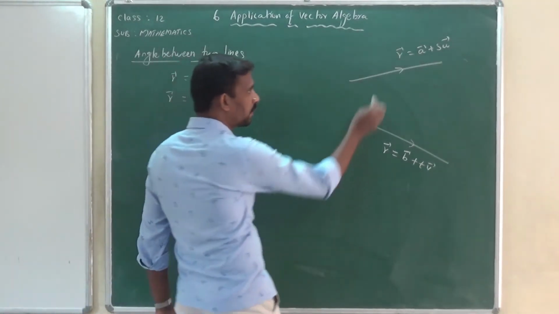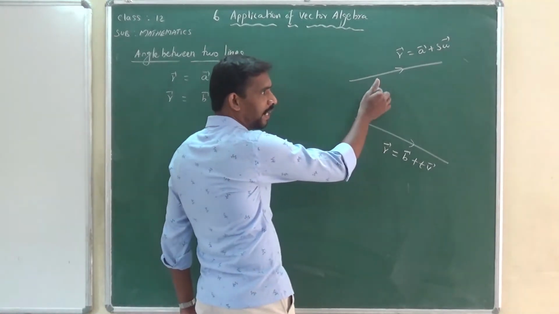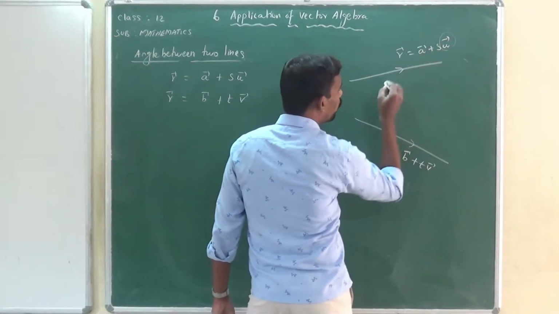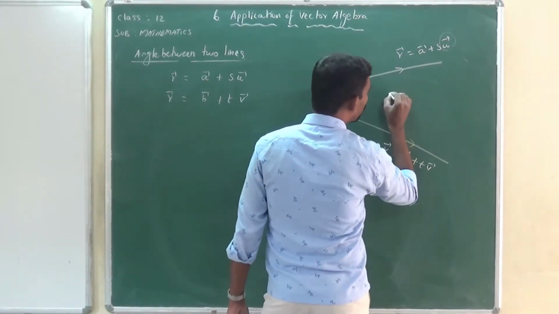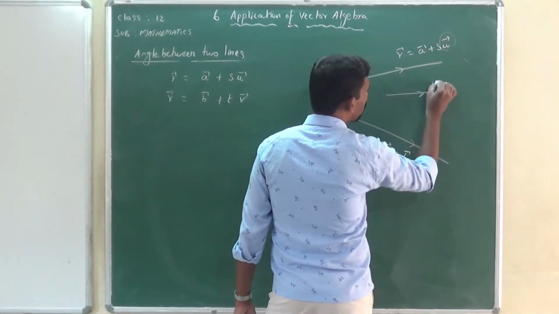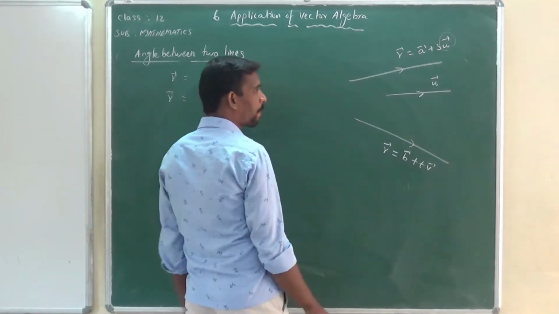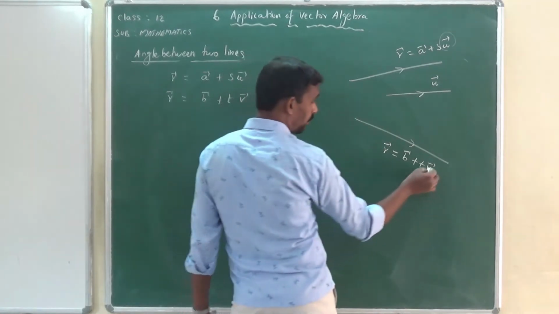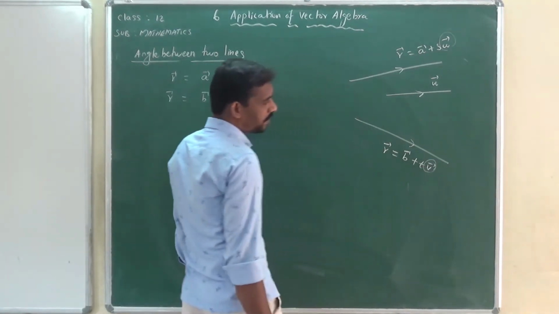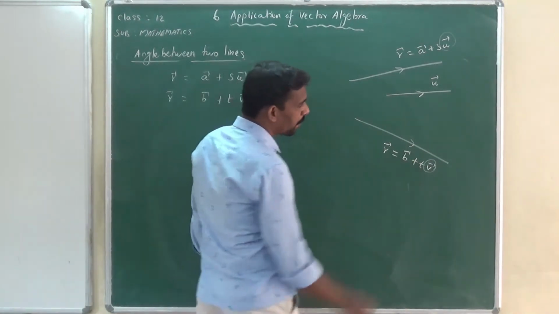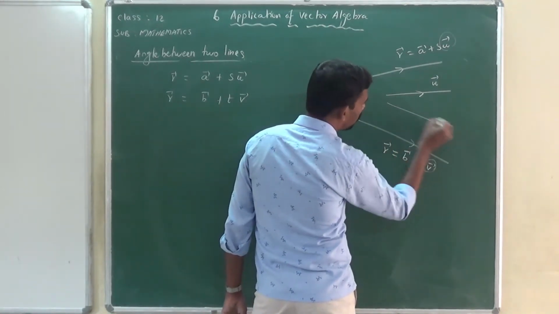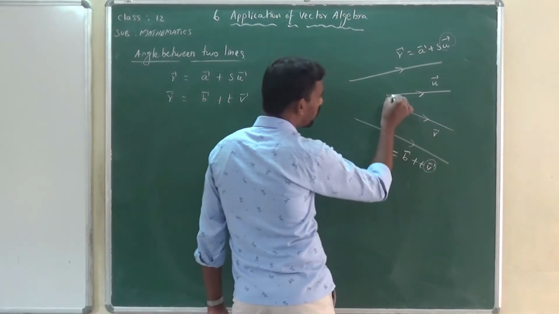Just think about this: this is a line. This line has a parallel vector, isn't it? What is the parallel vector? U. You may draw it here parallel to this line. This is nothing but the u vector. And this other line has a parallel vector, nothing but the v vector. So draw this v vector here, parallel to this one.